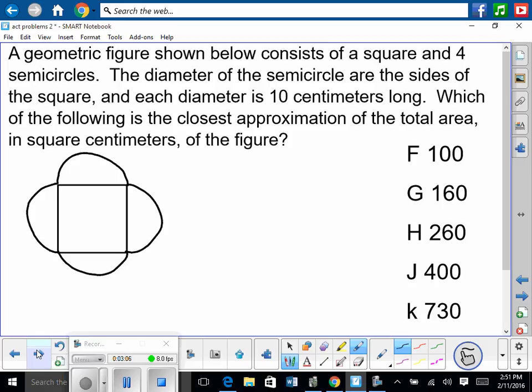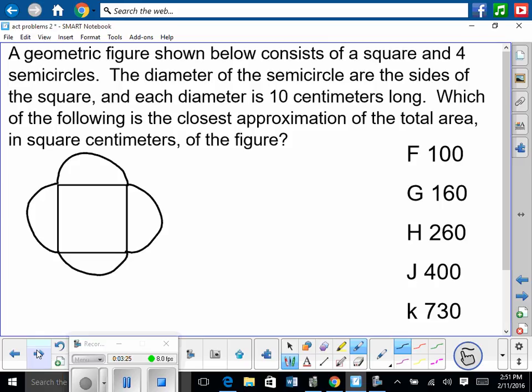Okay, so this one is actually quite simple, but a lot of people probably wouldn't get it right. It says a geometric figure shown below consists of a square and 4 semicircles. So they gave this picture, exactly like this. It says the diameters of the semicircles are the sides of the square. So you can see that, right? Diameters of the circles are the sides of the square.